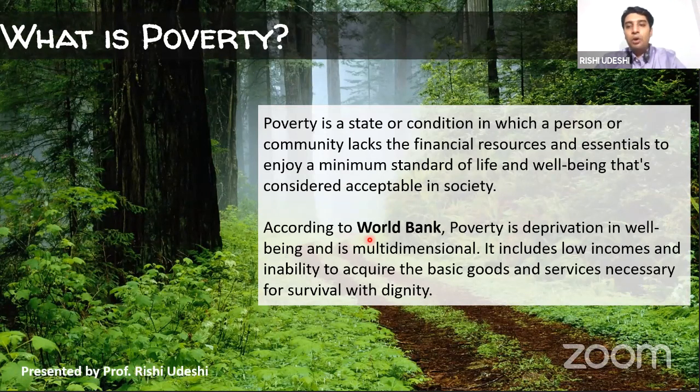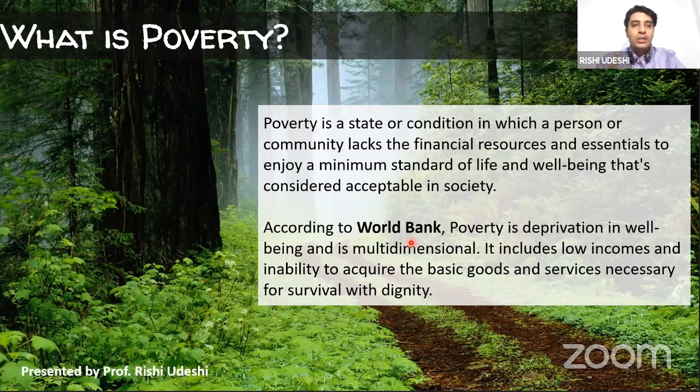World Bank says poverty is deprivation in well-being and is multidimensional. Now, there is a term called multidimensional poverty. We'll discuss that in the course of the lecture. Okay, but then try to understand.